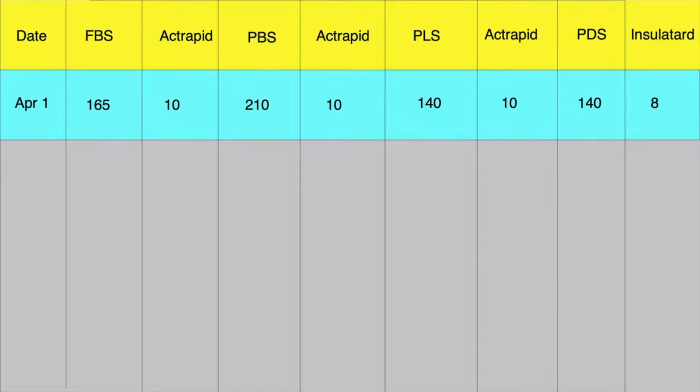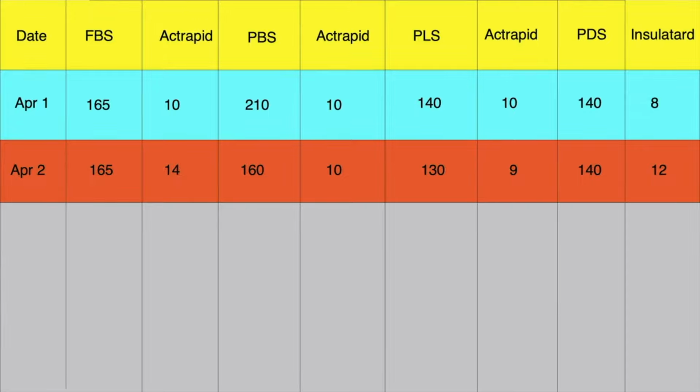Let's say on April 1st, the patient's fasting blood sugar is 165, and he received 10 units of act rapid half an hour before his breakfast. His 2-hour post-breakfast reading was 210. He received 10 units act rapid half an hour before his lunch. His post-lunch sugar reading was 140. He received 10 units act rapid half an hour before his dinner. His post-dinner reading was 140. And the insulatard dose that he received in the night before his dinner was 8 units.